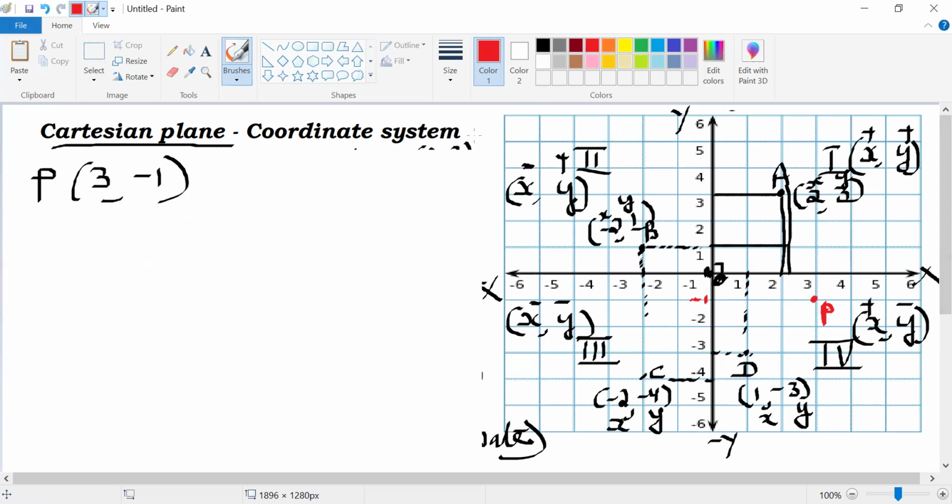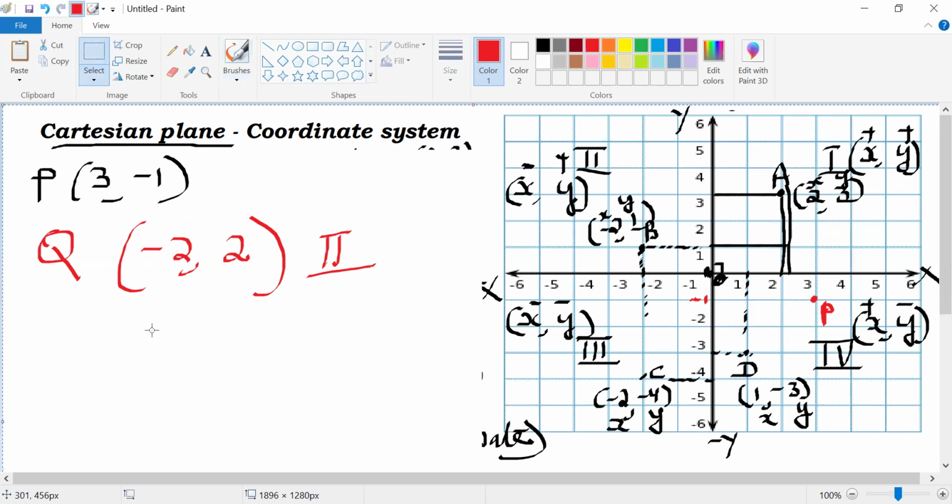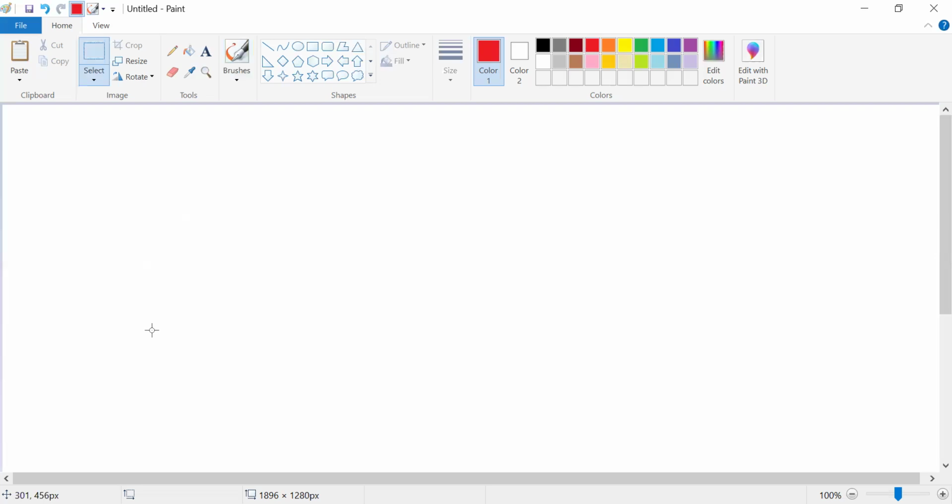Now, if there is another point, Q (-2, 2), x is negative and y is positive, so it will lie in the second quadrant. This way we can very easily say which quadrant a point lies in by looking at the signs of its x and y coordinates. And also we can locate any point. Now let us see some questions.